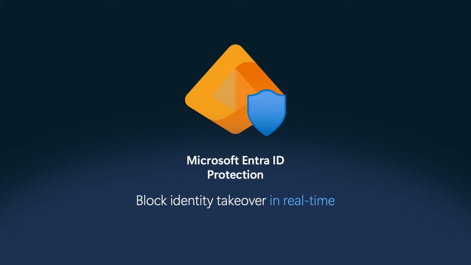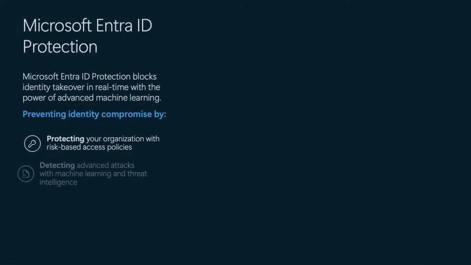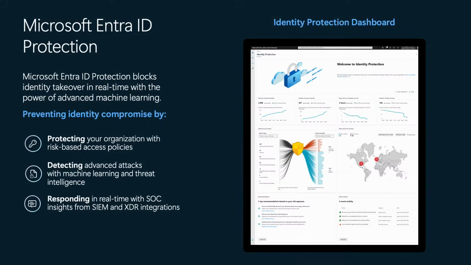Let's jump into Entra ID Protection and get started. Entra ID Protection blocks identity takeover in real time with the power of advanced machine learning. We're able to protect our organization with risk-based access policies feeding into that zero trust conditional access engine that we just talked about. We're able to detect advanced attacks with machine learning and threat intelligence that's being fed constantly. And we're able to respond in real time with SOC insights from both the SIEM and XDR integrations.